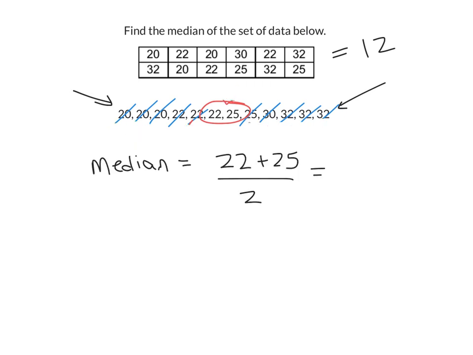The median is the average of those two middle values, so we'll add 22 plus 25 together and divide by 2. 22 plus 25 is 47. 47 divided by 2 gives me 23.5. So the median is 23.5.